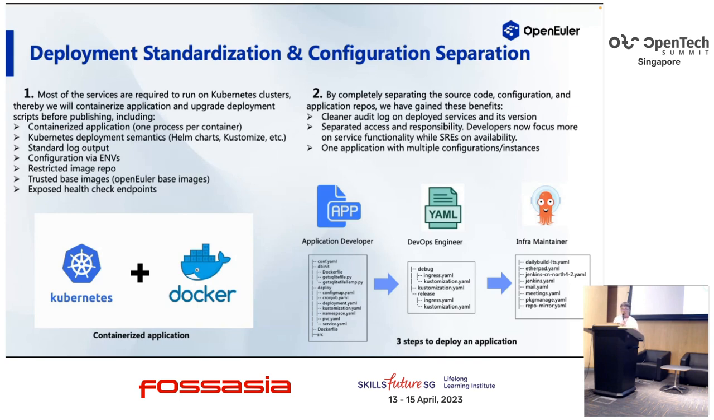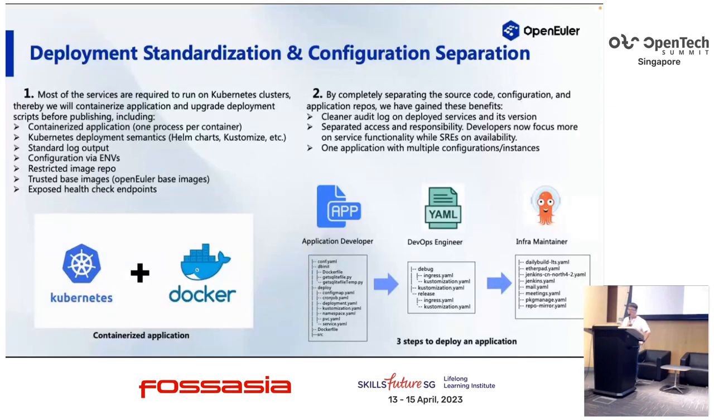We also ask our infra developers to use trusted base images. For example, they are asked to use the openEuler based images, because the packages can be easily upgraded if some CVE issues have been fixed. And the last one is to expose the health check endpoint. Yes, we need to restart the applications by detecting the health check endpoints. So this is the first part.